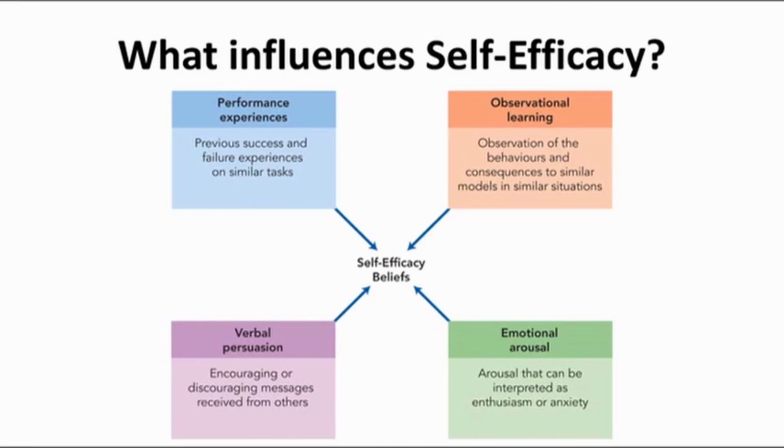Another factor that influences our self-efficacy is verbal persuasion. If people are encouraging us, telling us that we can do it, we're a lot more likely to believe that we can do it. If people tell us that we can't do it, then we're going to be less likely to think that we can do it because, well, everyone says it's not possible or everyone says I'm not capable, they must be right. And the last factor is emotional arousal.